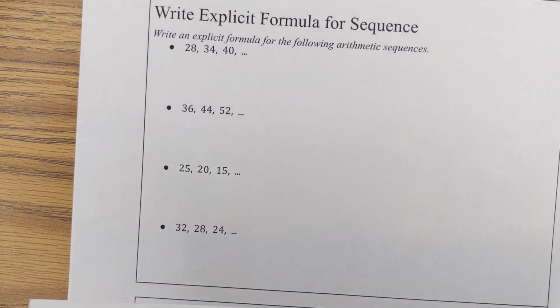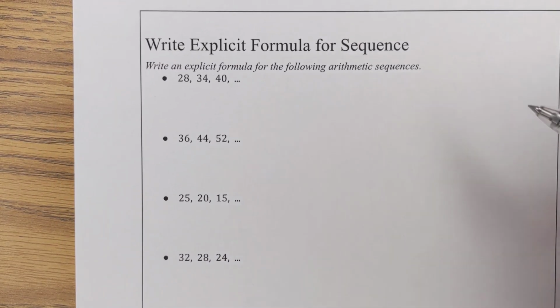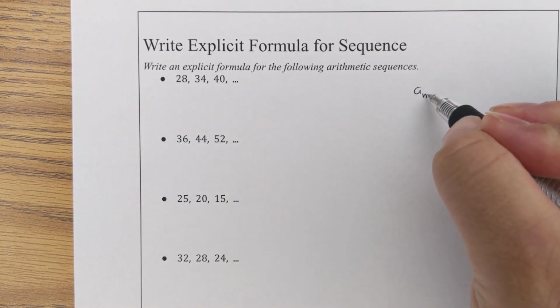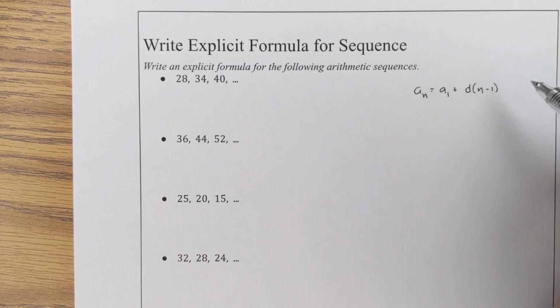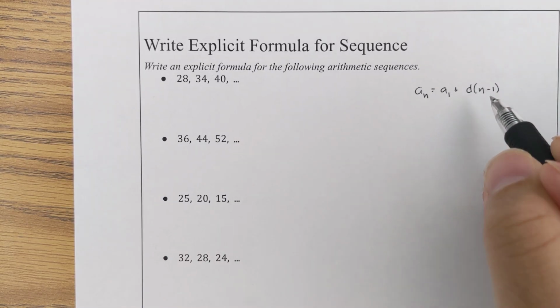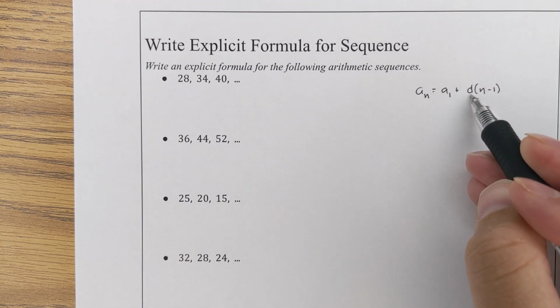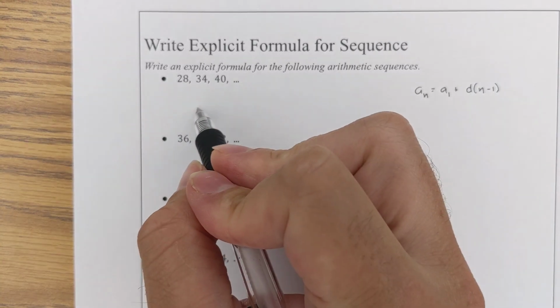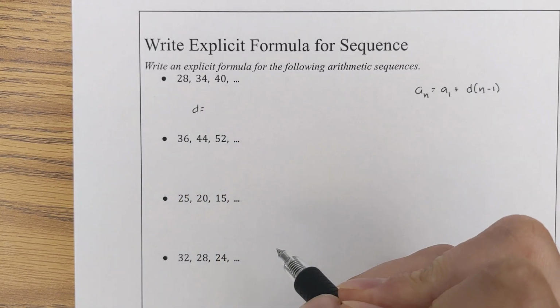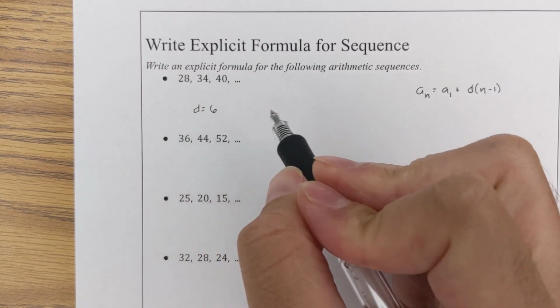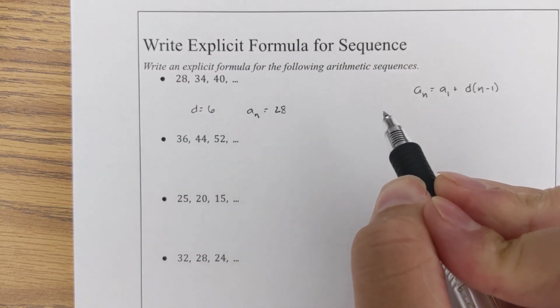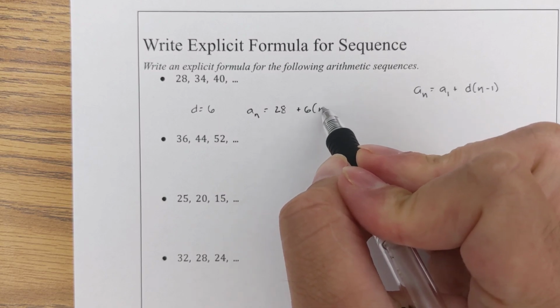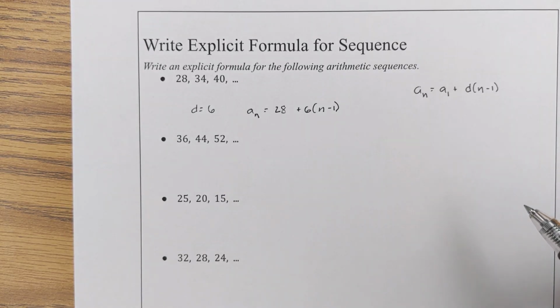Okay, so the explicit formula. These are going to look like this, and then we just need to plug in the values for a_1 and for d. a_1 is the first term in the list, d is the common difference. So over here, our common difference is 6, we are adding 6. So the formula would be a_n equals the first number in the list, 28, plus d times n minus 1.